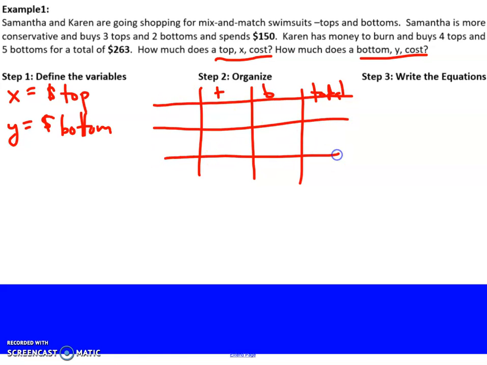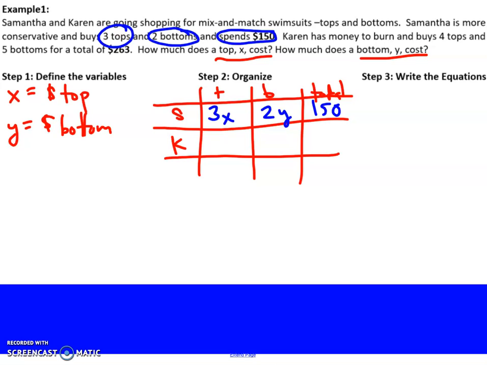I know that my story talked about Samantha and it talked about Karen. So now I have to go and fill in these blanks. Okay, let's start with Samantha. Samantha spends $150, so there's her total. And let's look at how she spent that. Well, she bought 3 tops and each top is X dollars. And she bought 2 bottoms. Each bottom is Y dollars.